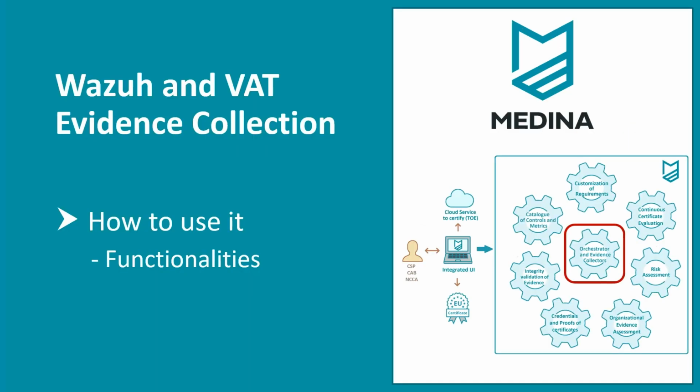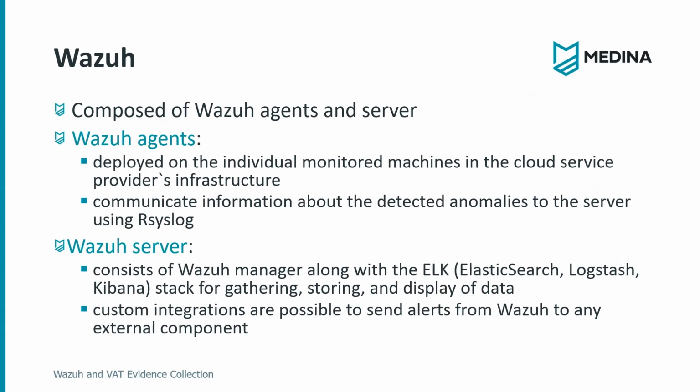Now let us see how to use it and show a bit of its functionalities. Firstly, the Wazuh is composed of Wazuh agents and the server. The Wazuh agents are deployed on the individual monitored machines and communicate information about the detected anomalies to the server using Rsyslog. The Wazuh server consists of Wazuh Manager along with the Elasticsearch, Logstash, Kibana stack for gathering, storing, and display of data. You can also have customized integrations to send alerts from Wazuh to any external component.